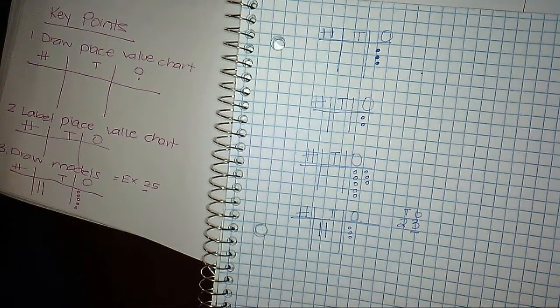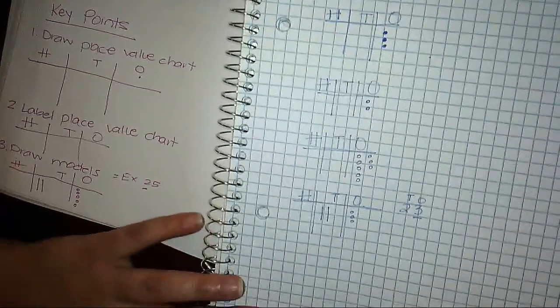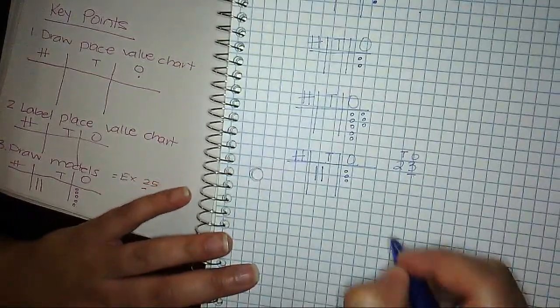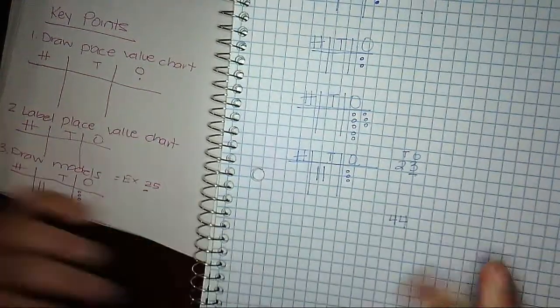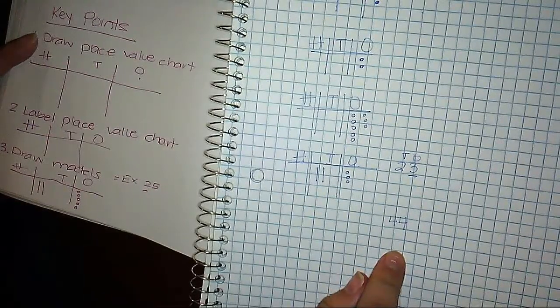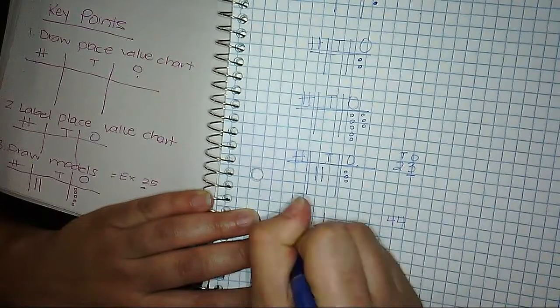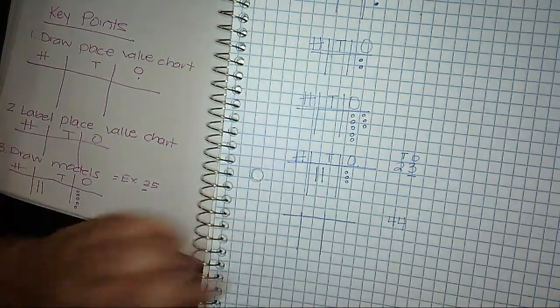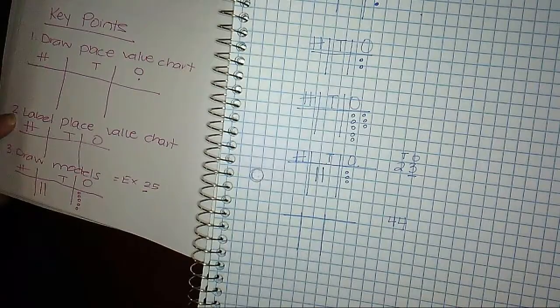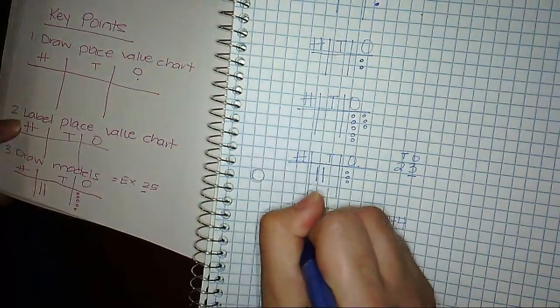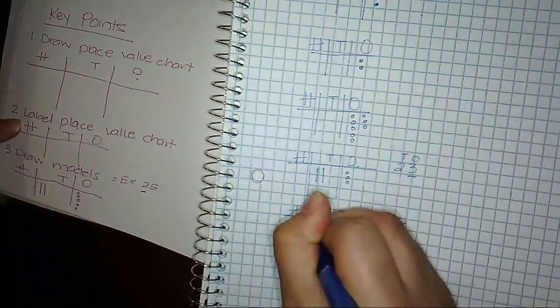Now, I want you to draw a new number. The new number that I want you to draw is the number 44. Remember, first step is I draw the place value chart, which is 2 lines going down and 1 across. Then I label the place value chart with the hundreds, tens, and ones.